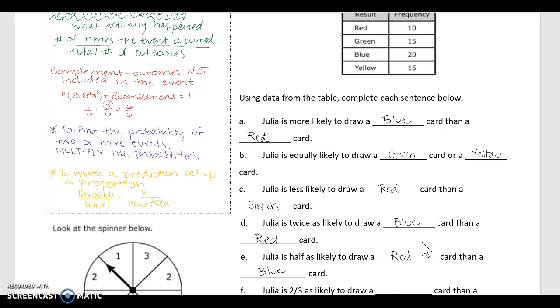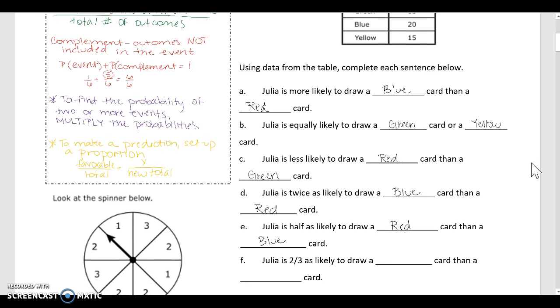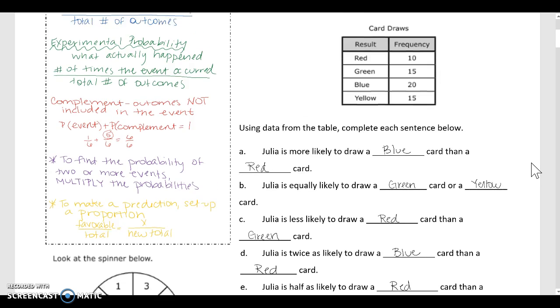Okay, and the last one, she's 2/3 as likely to draw a blank than a blank. Okay, so for the 2/3, you're going to want to set up a proportion and say that, let's see, 2/3, and I'm going to go with the 15 and the 20. So 15 and 20. Is that equal? If I divide this by 5 and divide this by 5, I have 3/4. Okay, that's not equal to 2/3. So let's try 2/3, and let's see, we had a 10 and a 15. Let's try that.